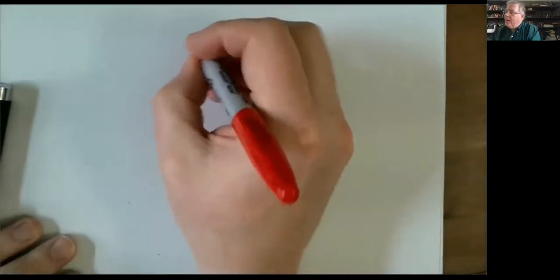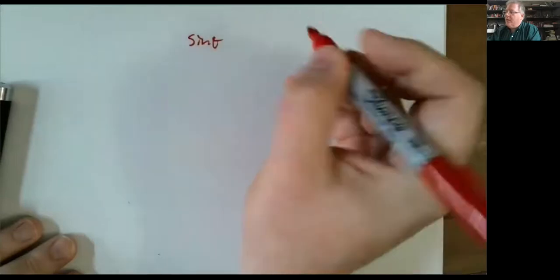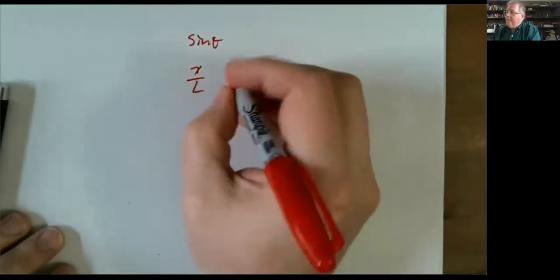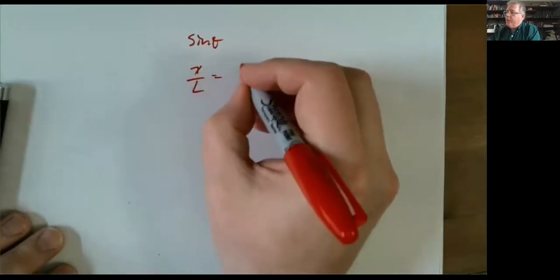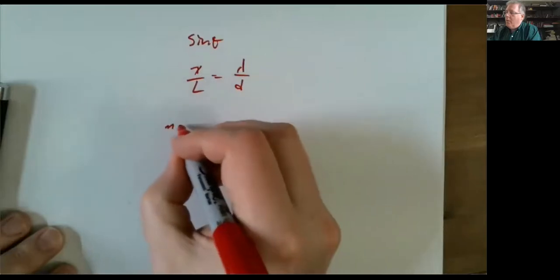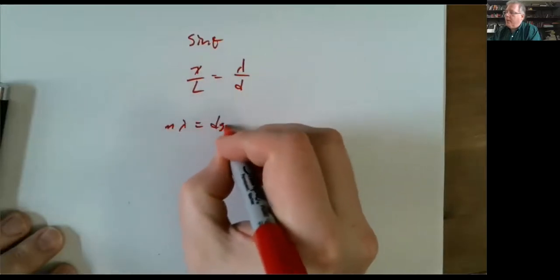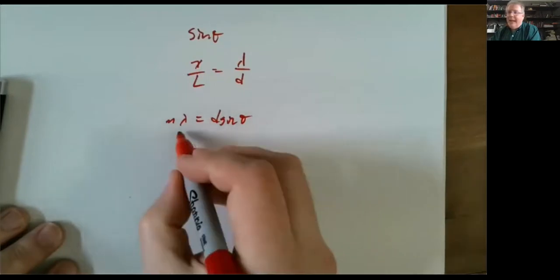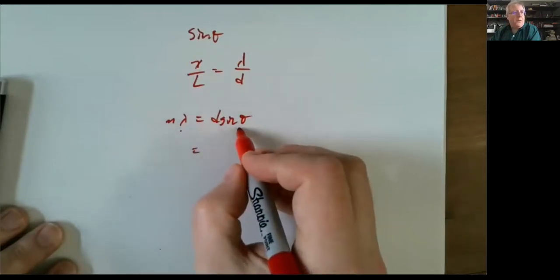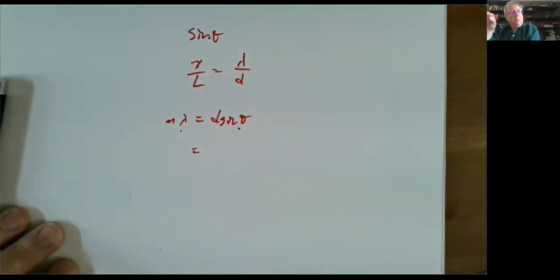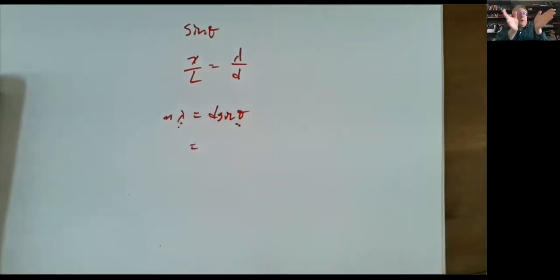We know that the spacing, which gives us sine theta, the same thing as x over the distance to the screen, is equal to m lambda over d. So m lambda equals d sine theta. If lambda gets bigger, theta gets bigger. So as I move up in color, from red to green to blue, lambda gets smaller, so theta gets smaller, so it gets narrower.